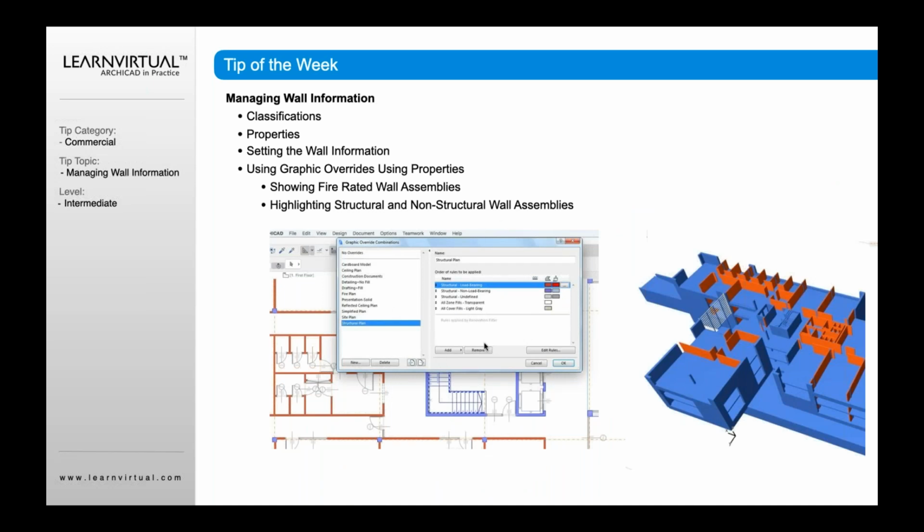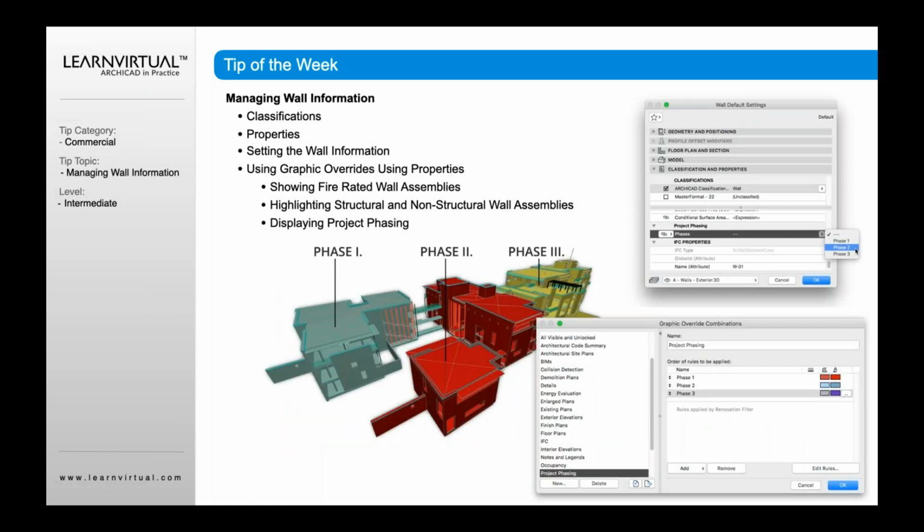And this actually would be for structural. So a good example here is that it can be used to highlight structural and non-structural wall assemblies. So in this case, we're using it to show in our floor plan what are structural assemblies in blue, that are load bearing, and what are not, and to show the same thing here in our 3D.